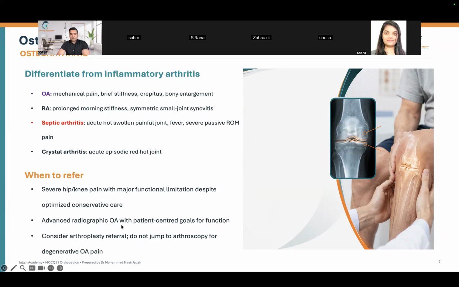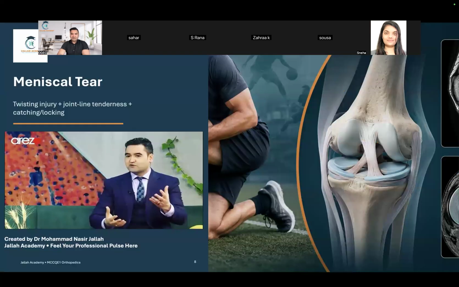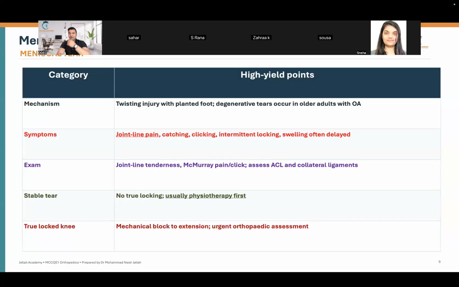Advanced radiographic osteoarthritis with patient-centered goals for function. Consider the arthroplasty referral. Do not jump to arthroscopy for degenerative osteoarthritis pain. Meniscal tear is very strongly associated with osteoarthritis, sorry.